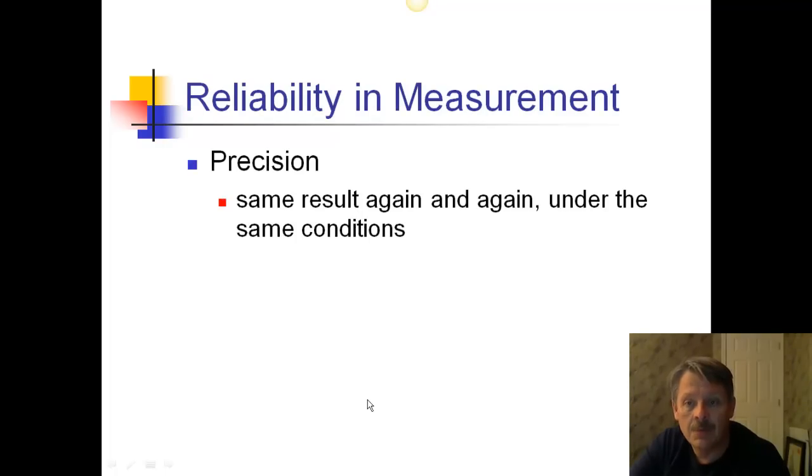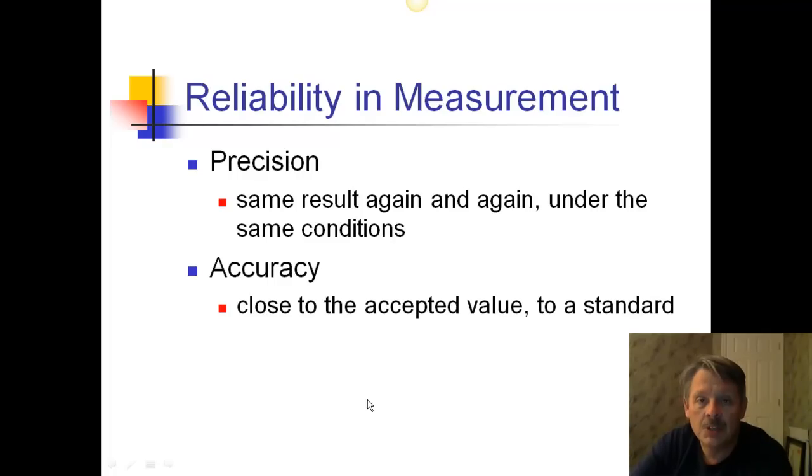All right, so let's talk about reliability in measurement. What's reliability? Well, we have two words, one of them is accuracy, one's precision. Precision says you get the same result over and over again under the same condition. So if I stand on my scale in the morning and it says I weigh 200 pounds, if I get on it again tomorrow, it says 200 pounds, and I get on it again and again, that tells me it's precise. It's giving me the same answer over and over again. That's what precision means.